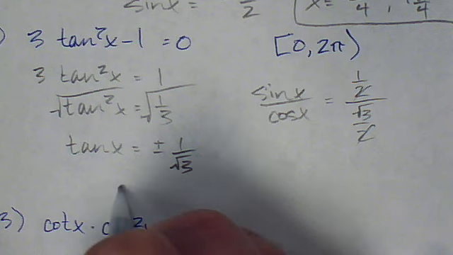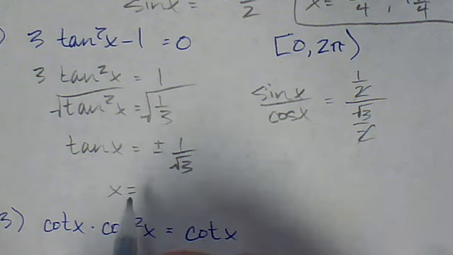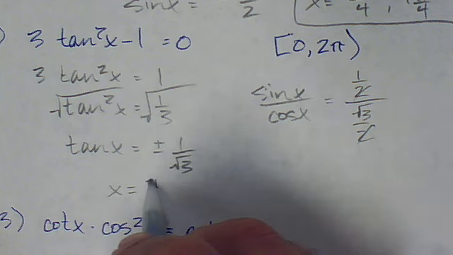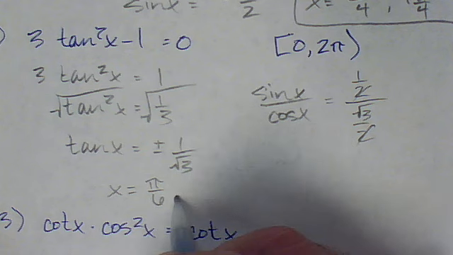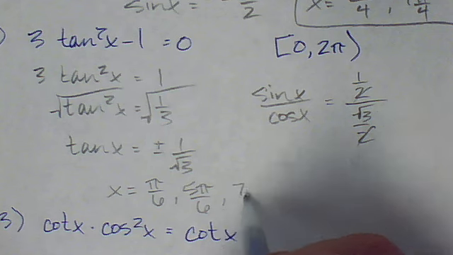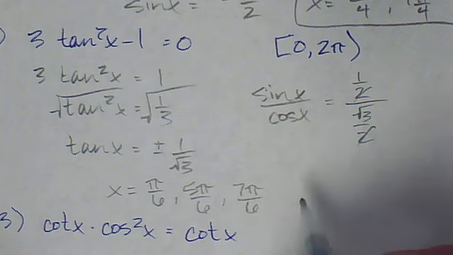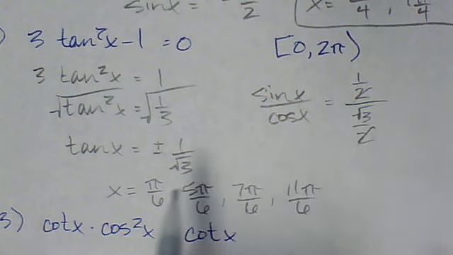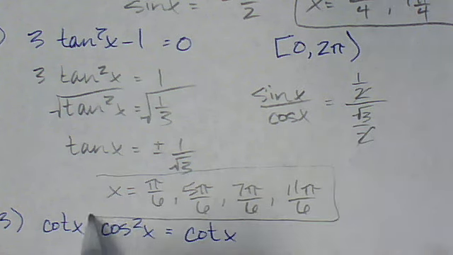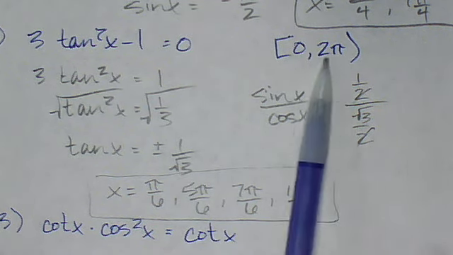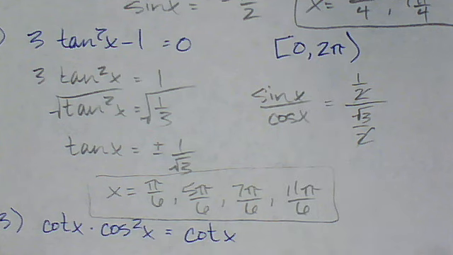So that would be at, let me see here, pi over 6, 5 pi over 6, and then again it's 7 pi over 6, which gives you a positive, and then let's see, 11 pi over 6. And as long as those answers fall between 0 and 2 pi, then you're good to go.